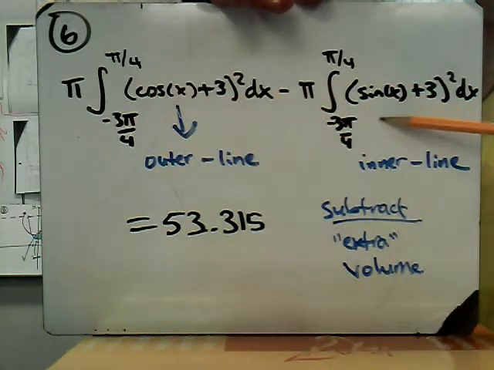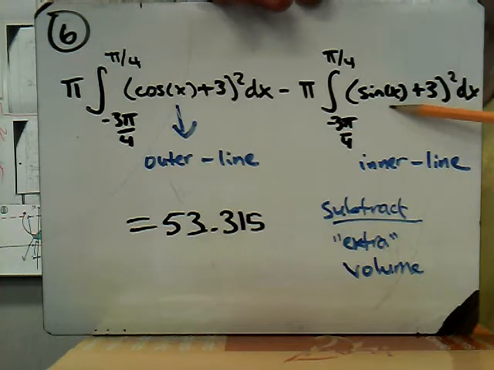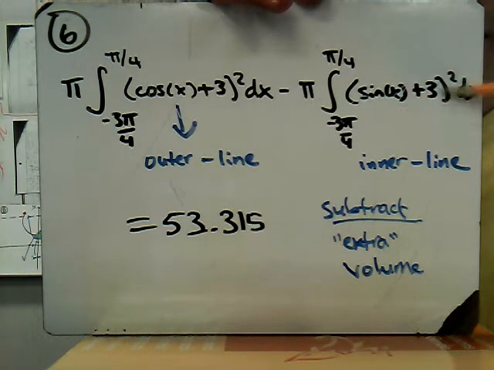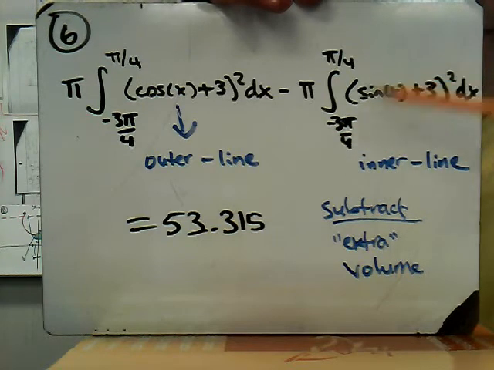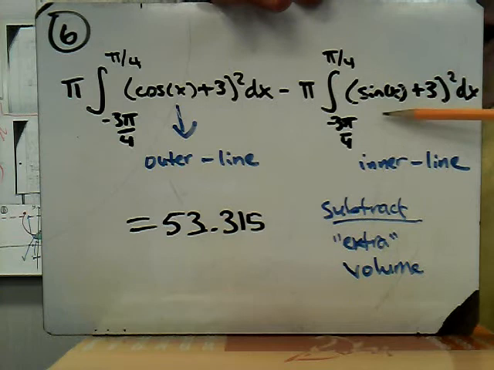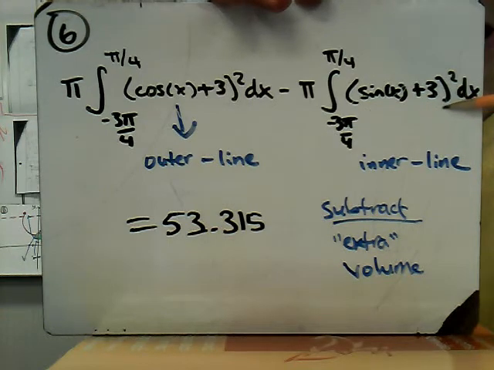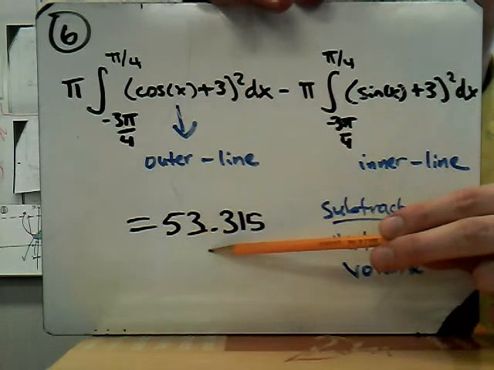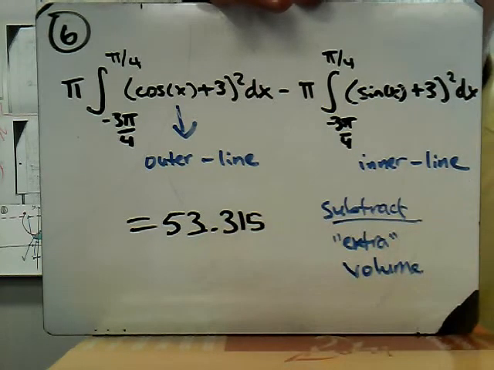The second part of the volume, the part that we're subtracting away, is formed by integrating sine of x plus 3 squared from -3 pi over 4 to pi over 4. Remember to always subtract your extra volume, particularly the volume that's formed by the inner function, the inner radius. In this case, we're doing inner minus the line because the inner function is the one that's the larger function, that's higher up on the y-axis in both cases. Again, we go to our calculator and find out that the answer is 53.315.